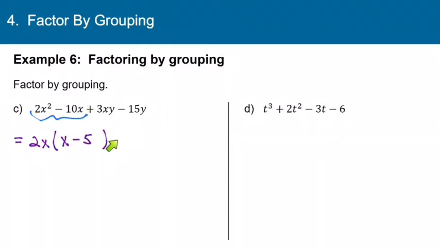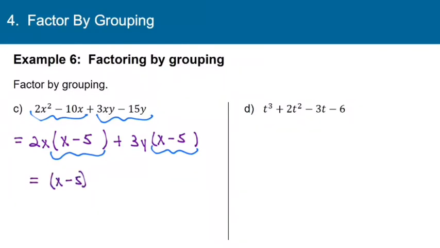Now we're going to have a plus after that group, and then we need to figure out the GCF for this second group. 3 will go into both coefficients, and both terms contain a y, so our GCF needs to be 3y. And then in our parentheses, 3y times x would make this term, minus 3y times 5 would make this term. Notice that both groups contain an x minus 5, so we'll factor out the x minus 5, and the other set of parentheses will be 2x plus 3y.